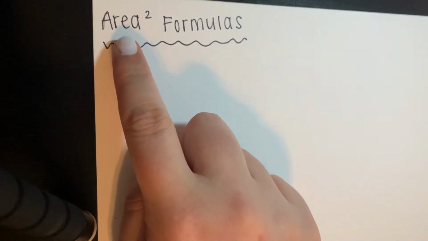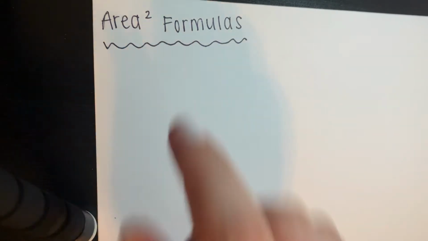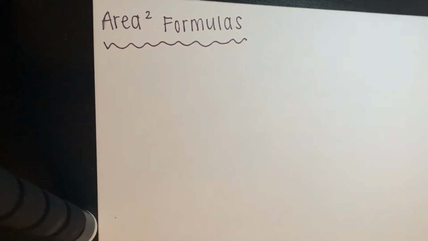Notice at the top that I put area squared. Don't forget area is always squared. So after we solve it, let's say the answer was 12 feet, we would write 12 feet squared. So I put that little 2 there so you don't forget to add the 2 or the squared into your answer. All right, so the first shape that we have is a triangle.